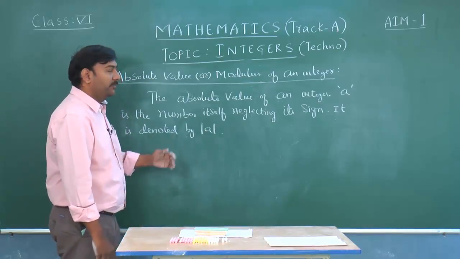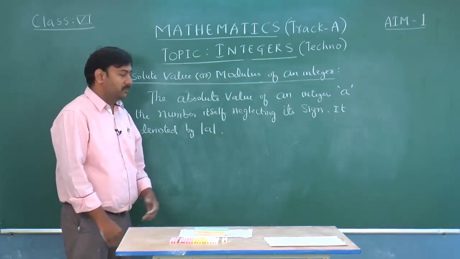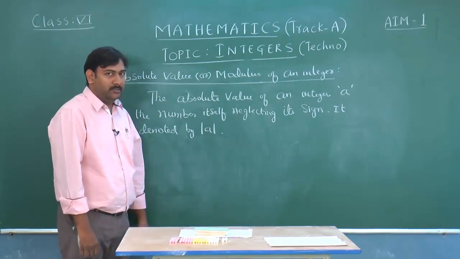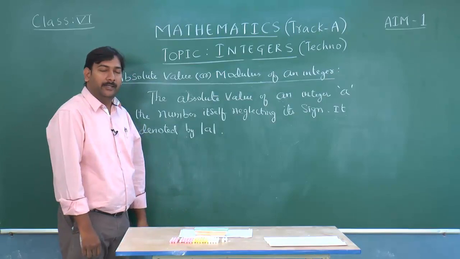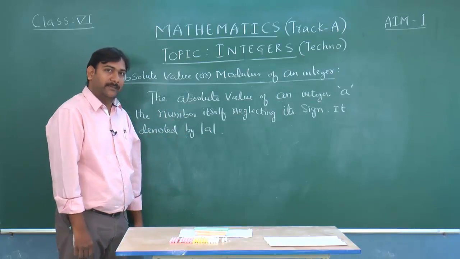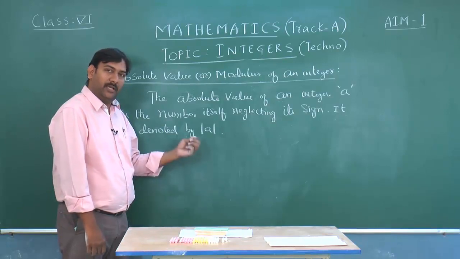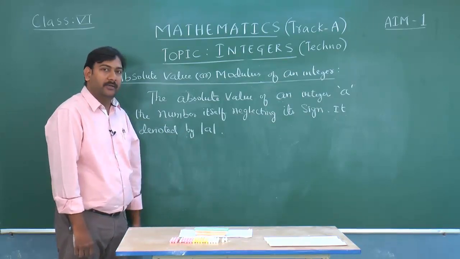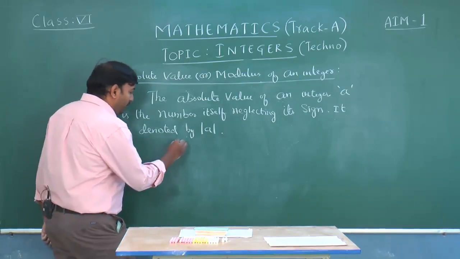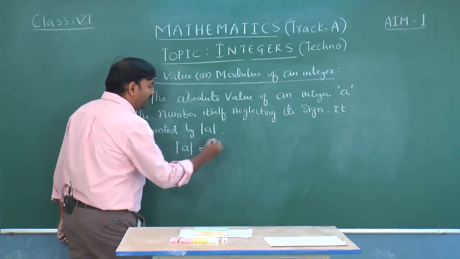Let us see the actual meaning of absolute value of an integer. In some situations, when we are considering numbers, we need to consider the numerical value neglecting the sign. In such situations, we make use of the concept of modulus or absolute value, and we are going to see it in the next aim where we use the absolute value. But right now we will discuss how to get the absolute value of an integer. Now let me go with the definition. The absolute value of integer a is nothing but the number itself neglecting the sign.